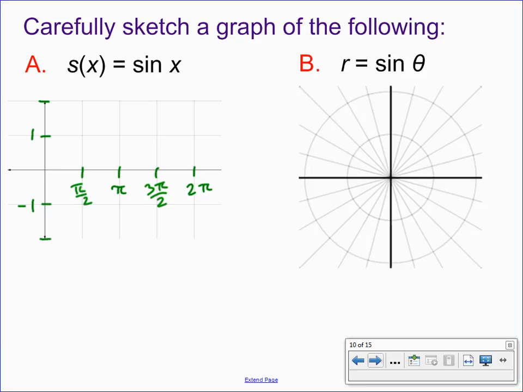So for our original sine x graph, we go 0, 0 in the Cartesian plane. You guys did this last night in your OTL 3. Pi over 2, 1. Pi comma 0, 3 pi over 2, negative 1, 2 pi, 0. Go ahead and take a minute and get a nice smooth curve on your note sheet.